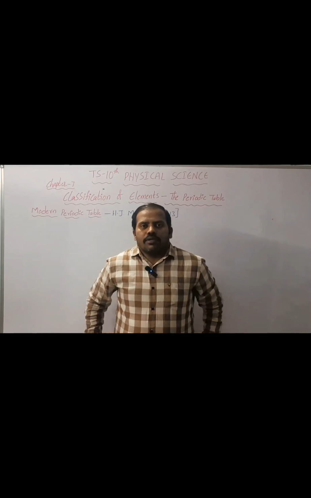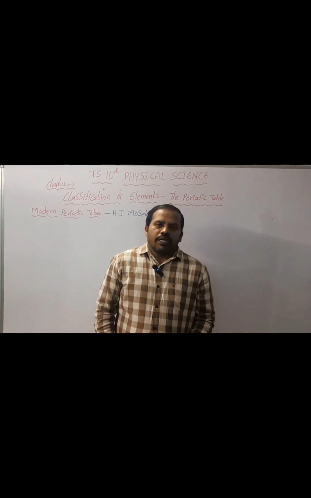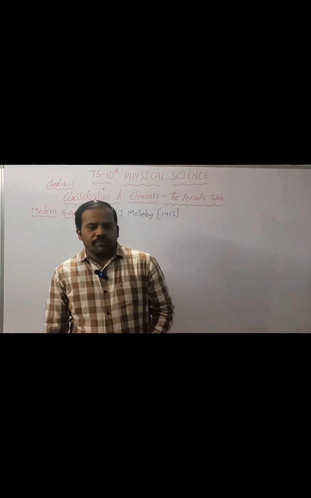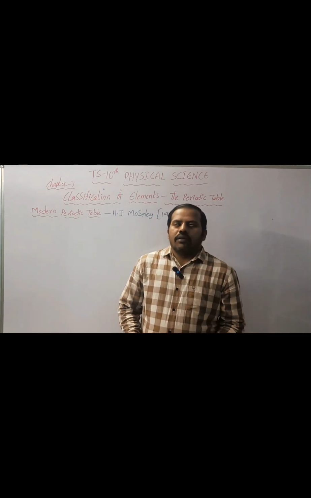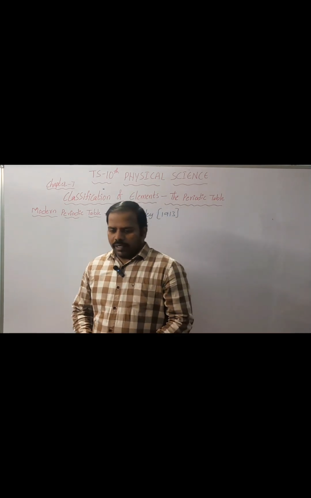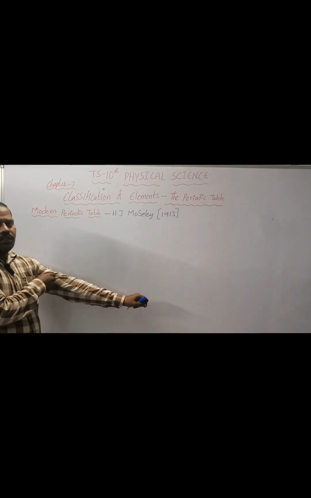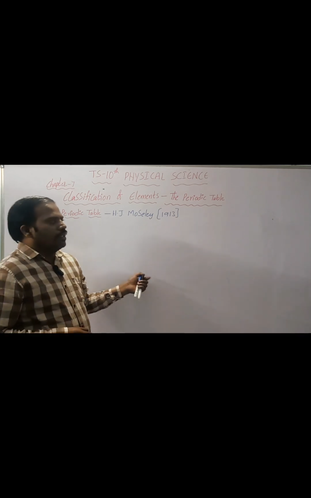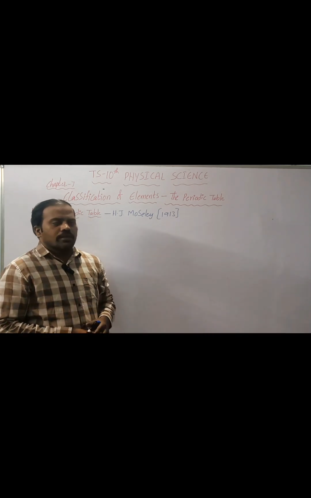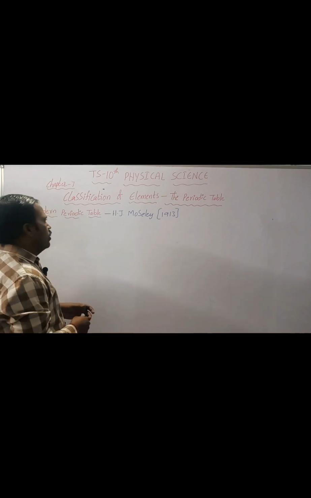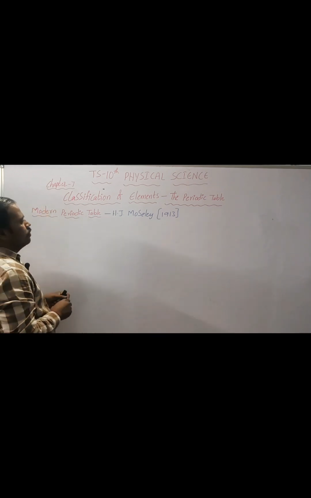So next classification, the modern periodic table, which was given by Moseley, H.J. Moseley, in the year 1930. So how he classified it, what the postulates are and what the limitations are, that we are going to discuss. Right. So, the modern periodic table.